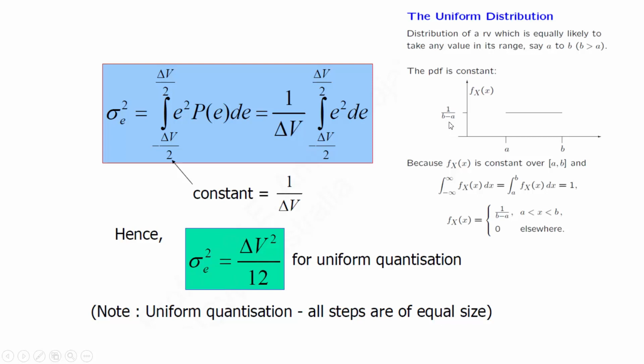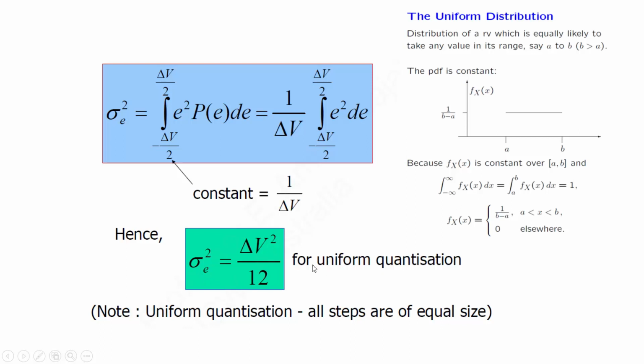Since it is 1 over B minus A, we will equate the probability density function to 1 over delta V. So this PE is actually replaced with 1 over delta V and the limits remain the same. Now if you solve this integral, it will give you the variance of the quantization noise, and actually it is delta V square by 12.